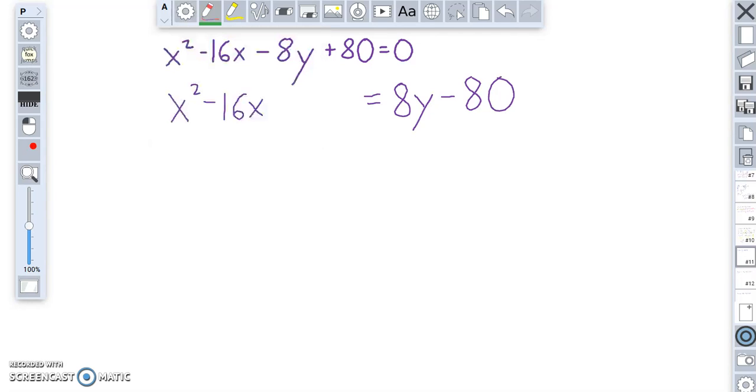My magic number, half of negative 16 is negative 8. Square that, I get 64. Add 64 to both sides.